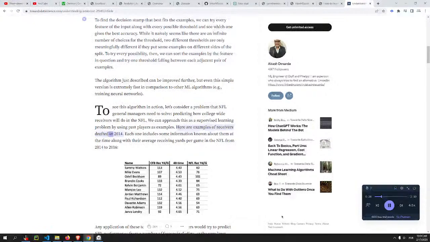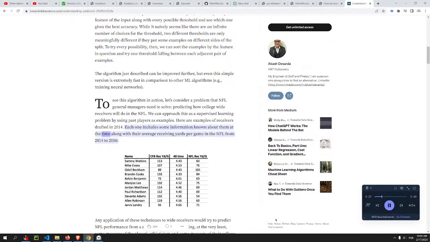Here are examples of receivers drafted in 2014. Each one includes some information known about them at the time along with their average receiving yards per game in the NFL from 2014 to 2016.